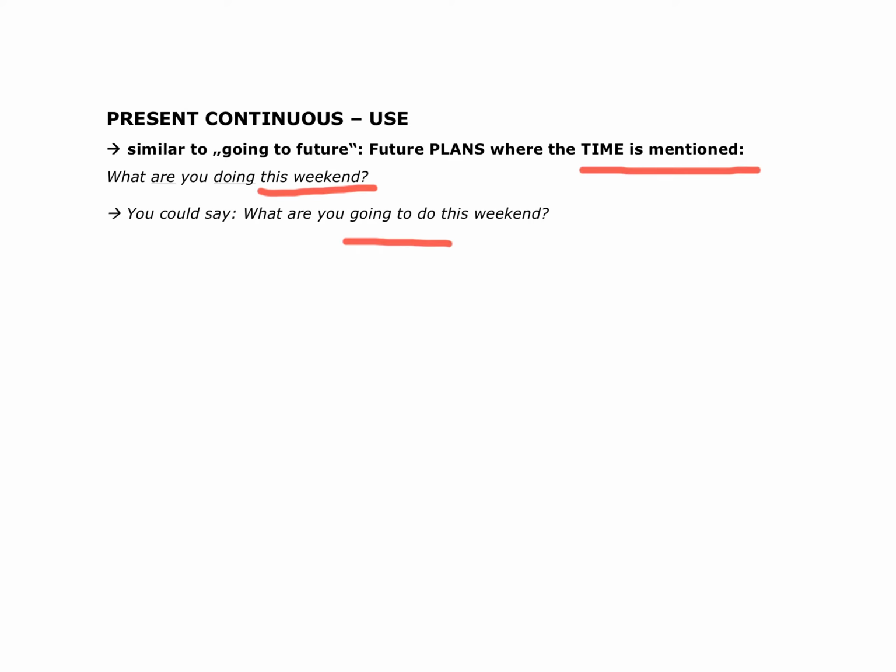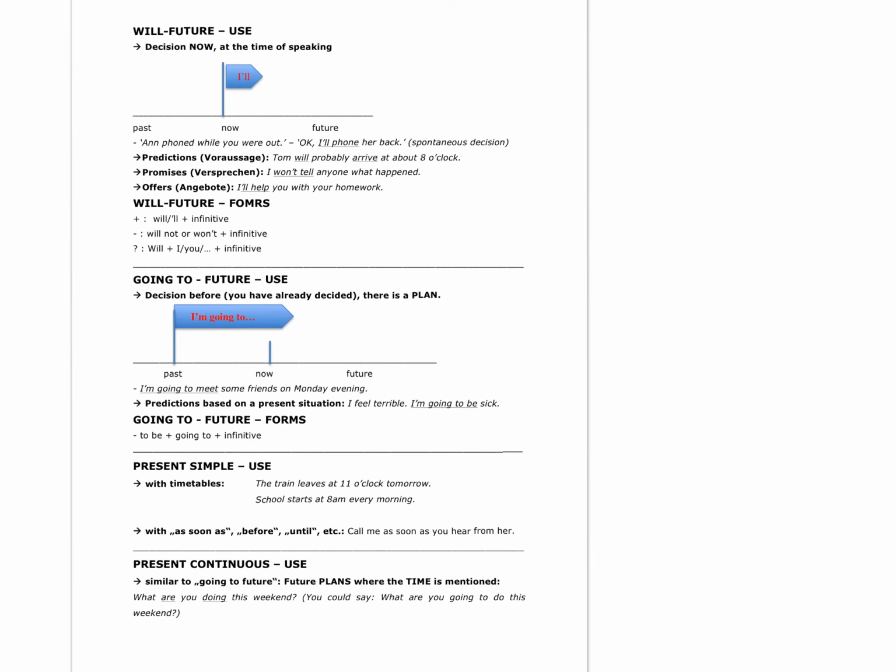So let's resume. The present continuous used as a future tense has the same meaning as the going to future, and you can only use it if the time is mentioned. So here I have prepared an overview for you where you can see everything once more. Have a closer look at everything because I have prepared some exercises for you to do when you are ready.